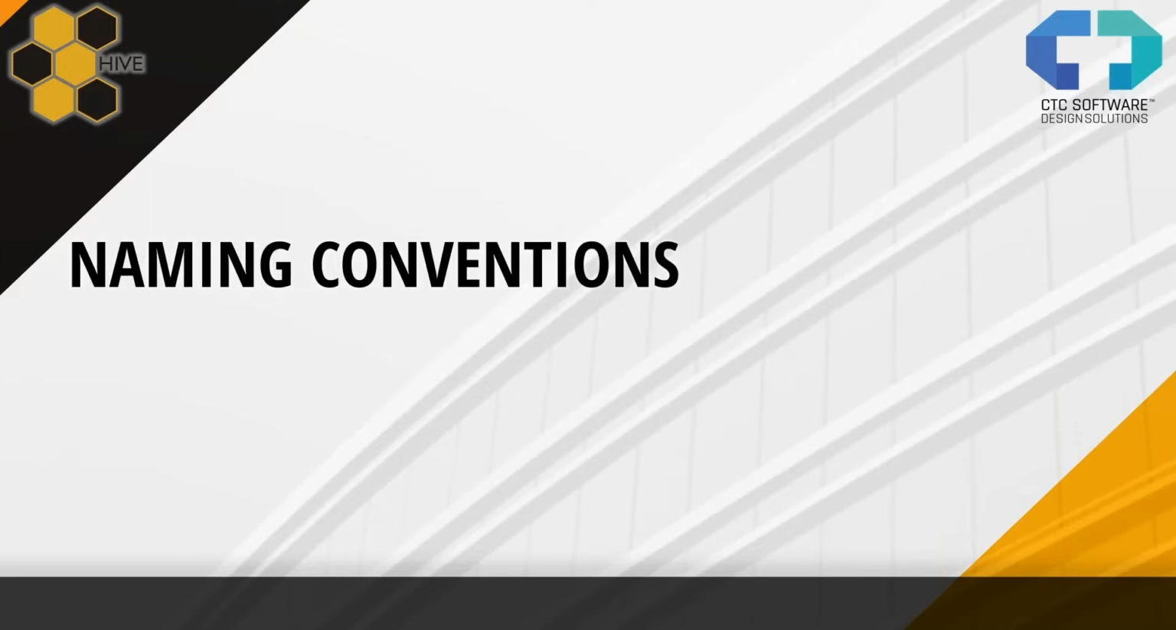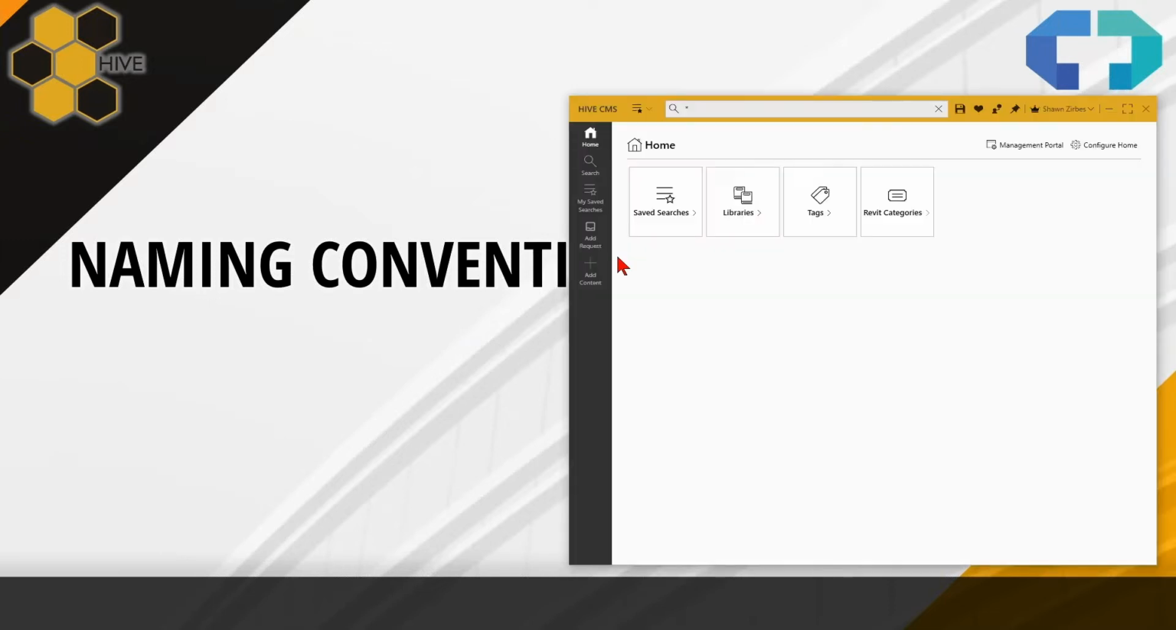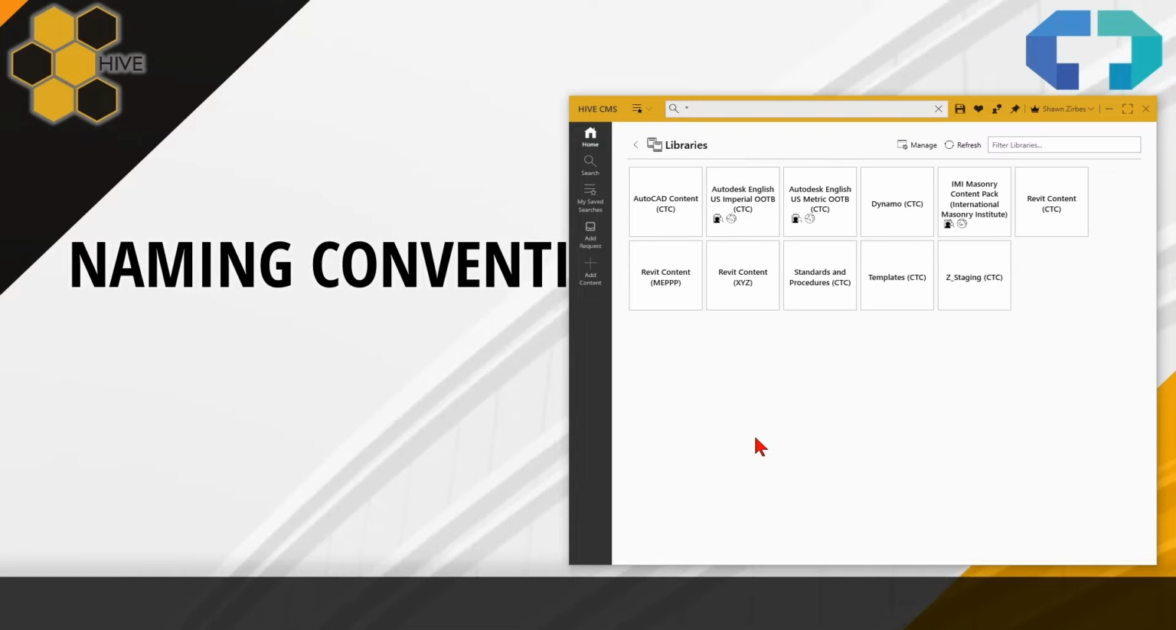So first off, let's have a little discussion about naming conventions for saved searches in general. Okay, as the BIM management team, as those helping to establish and configure HIVE for the rest of our team, we should be really consistent with naming conventions. And we've talked about this before. If I go into my HIVE CMS and I go take a look at my libraries, it's pretty obvious where these particular libraries belong, right? The AutoCAD content is owned by me. The Dynamo content owned by me, right? The shared library that I'm actually subscribed to here is owned by the International Masonry Institute.